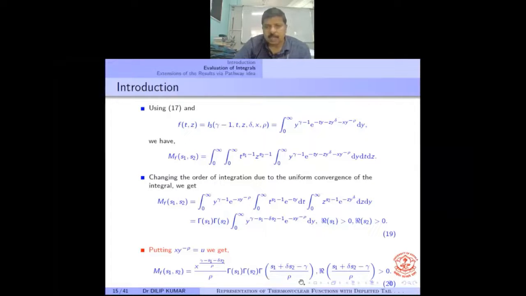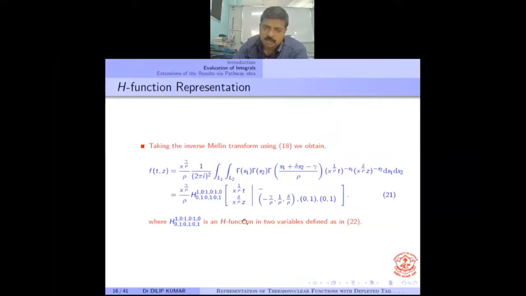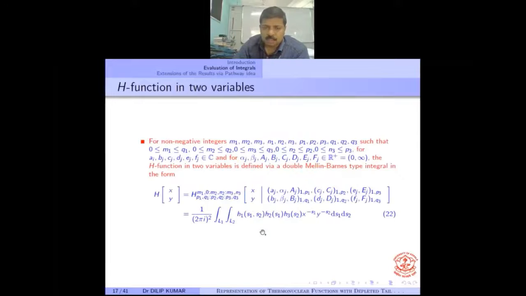So this cannot be written in terms of a single variable H function. We have to go for a double variable H function, an H function of two variables. Taking the inverse Mellin transform, we are going to get the result in terms of the H function. I will show you how this is written after explaining the definition of the H function in two variables.